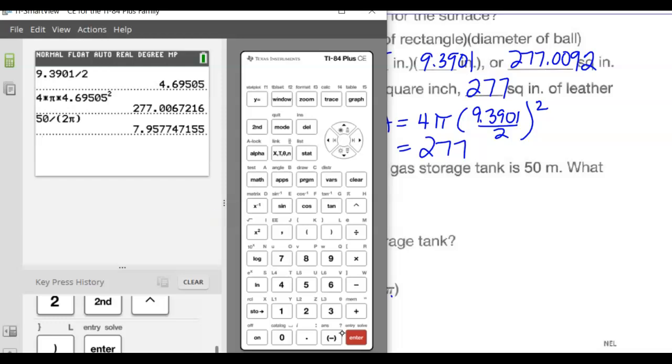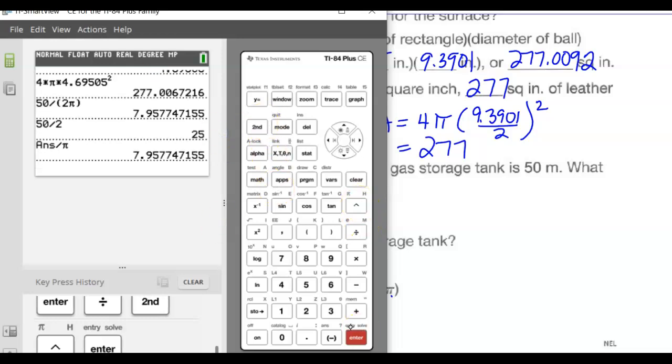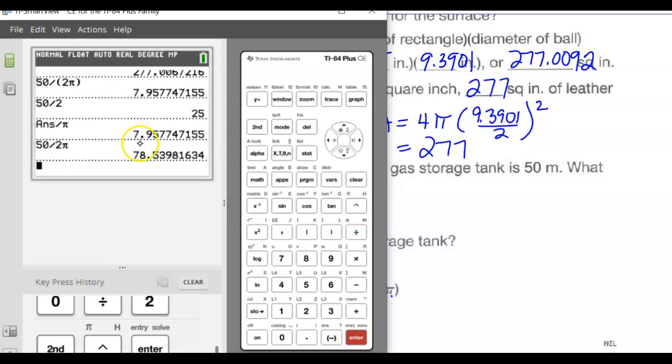Now, if you do it in steps, you don't need brackets. You could go 50 divided by 2, but make sure you press enter, and then divide by pi, and then enter. If you have a graphing calculator like mine, sometimes if you do 50 divided by 2 pi, it gives you a big number because it's doing order of operations, dividing by 2 and then multiplying by pi. Casio calculators, I think, assume that you mean that's in the denominator.